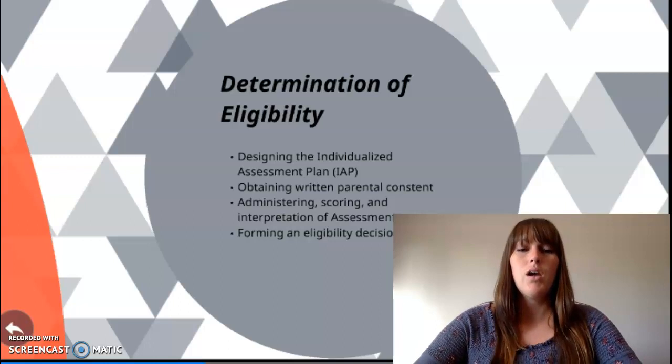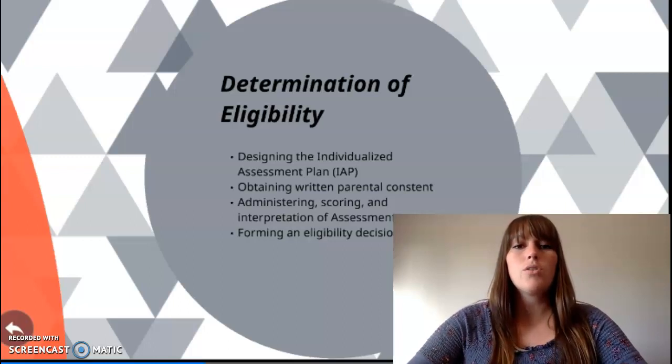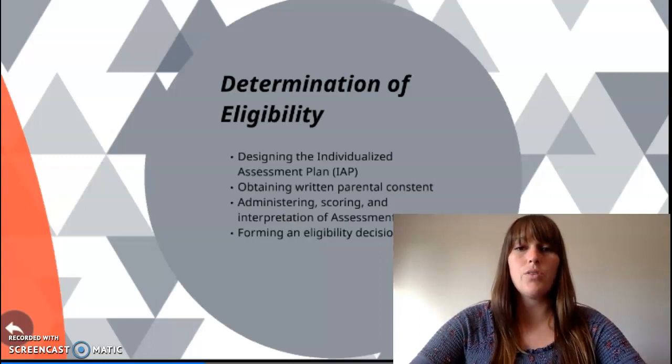If it's not accommodated for, then the student would be incorrectly identified and not really be in need for special education services. During this phase, they also must receive written parental permission to continue with the assessment procedures, and they will administer, score, and then interpret the assessment and report the results to the team. And a formal decision will be made about eligibility for special education by the IAP team.